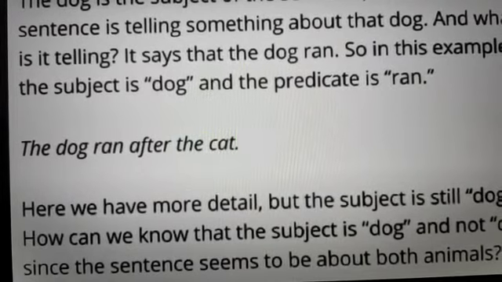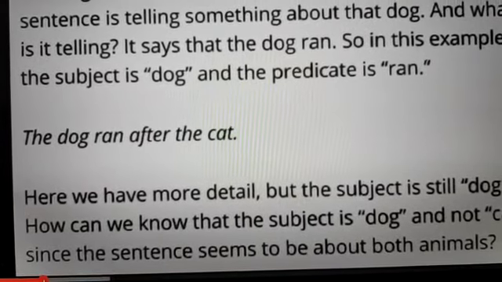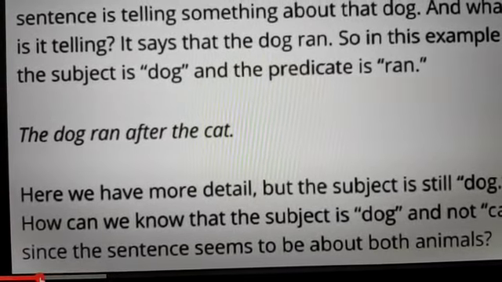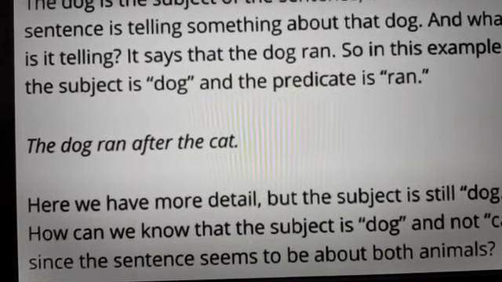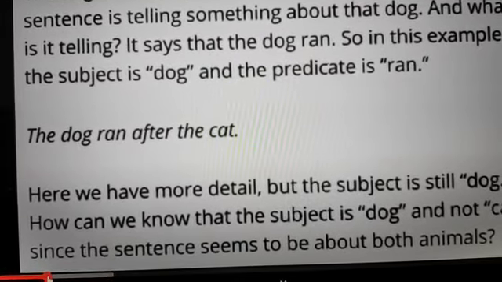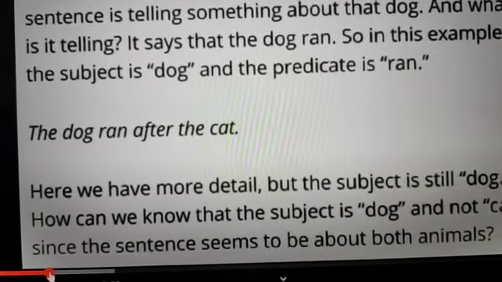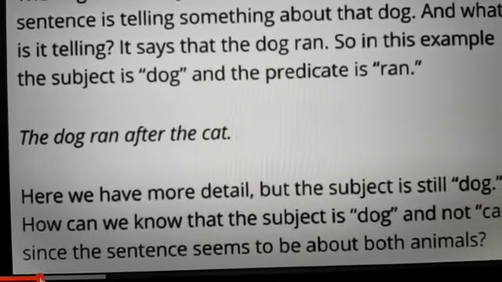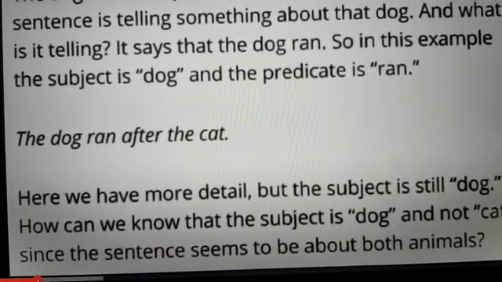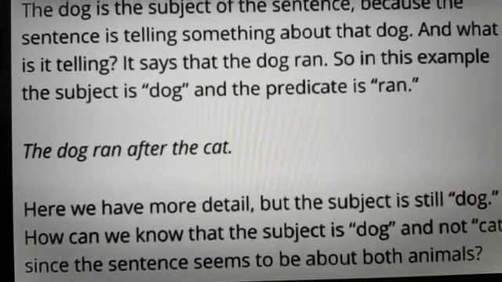Now let's have a look at the next sentence: the dog ran after the cat. Here we have more detail, but the subject is still dog. How can we know that the subject is dog and not the cat? Since the sentence seems to be about both these animals, I repeat my question: how would you know that the subject is dog and not cat? Let's see how that is possible.